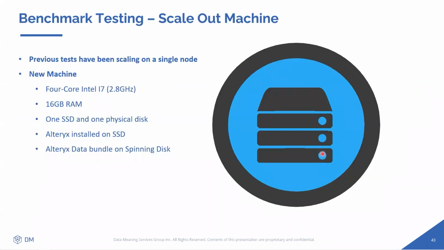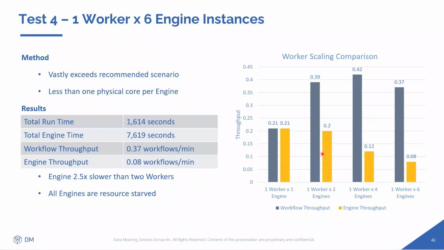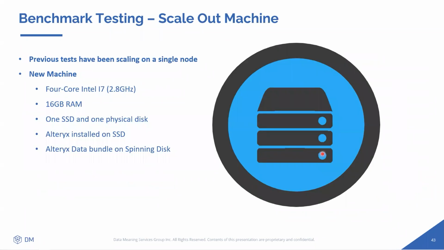But that was actually a configuration where we are scaling in. So we are adding more engines to the same environment. But let's start scaling out. So adding workers and engines to a separate machine. So the whole idea here is that we have a new machine here, a 4-core, 16 gig RAM, and everything's the same for the SSD part. Alteryx installed on SSD, everything else installed on the spinning disk.